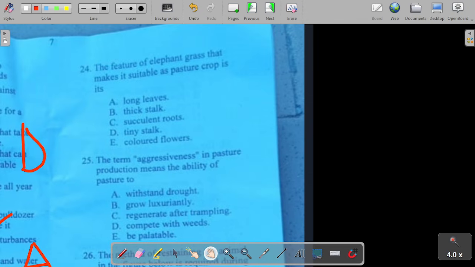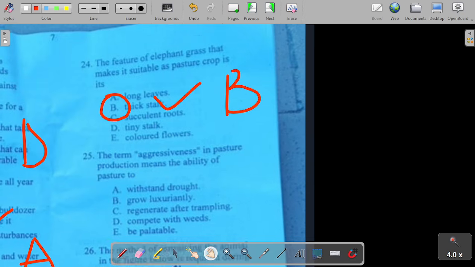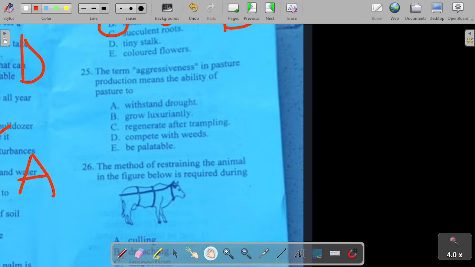The feature of elephant grass that makes it suitable as pasture crop, pasture crops that animals can eat, is A, long leaves, no. B, thick stalk, succulent root, no. Time's answer is B. 24 is B. 25. The term aggressiveness in pasture production means the ability of pasture to withstand drought, no. Grow luxuriantly, no. Regenerate after trampling, no. Compete with weed, yes. 25 is D.